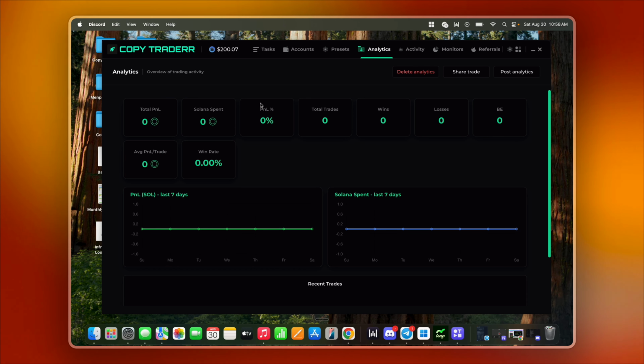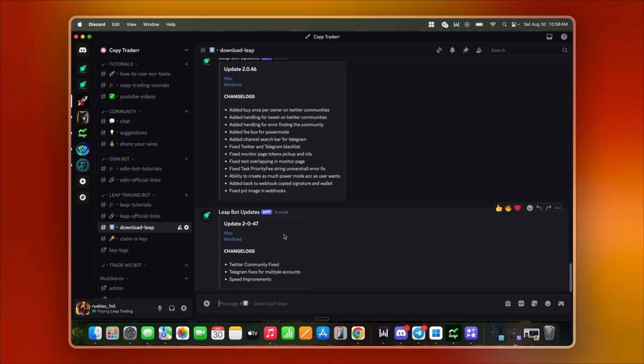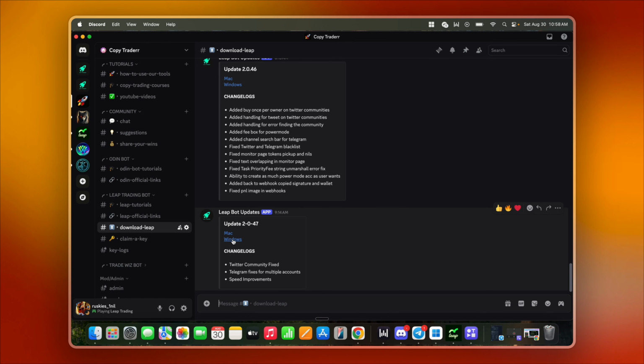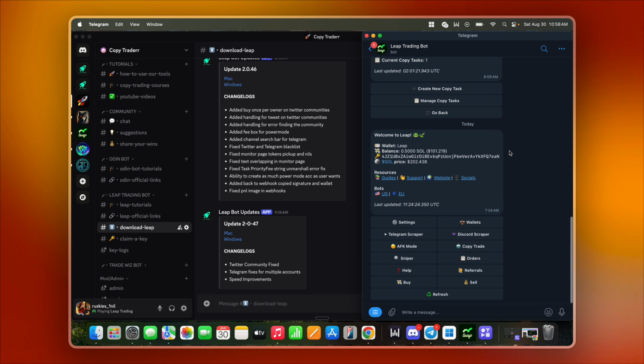Leap Trading Bot is a GUI bot, which stands for Graphical User Interface, which means it's an application that you can download either on Windows or Mac. However, they also have a dedicated Telegram bot with all the exact same features that I'm going to talk about today if you prefer to work on Telegram.